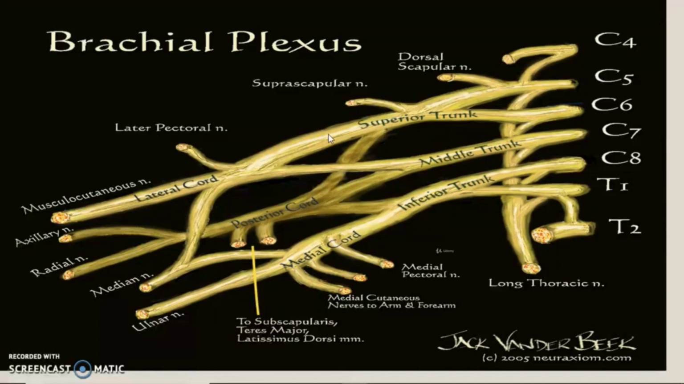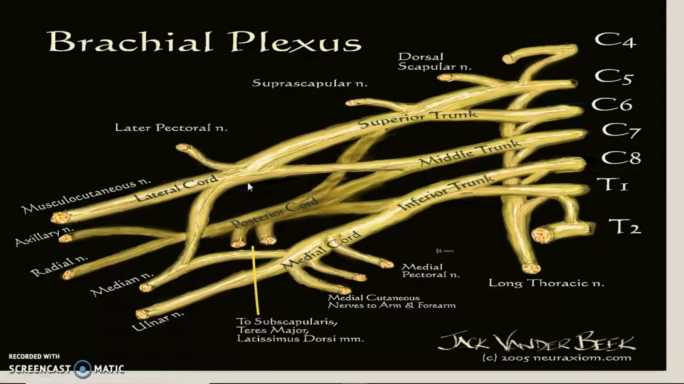And then again these trunks divide into anterior and posterior divisions, which you can make out here clearly. So this is the superior trunk, which divides into anterior division and posterior division. In the same way the middle trunk divides into anterior above and posterior behind, and the inferior trunk again has anterior division and posterior division. In this way divisions are made. Now what will happen to these divisions? These divisions will unite together, and then they go to form cords.